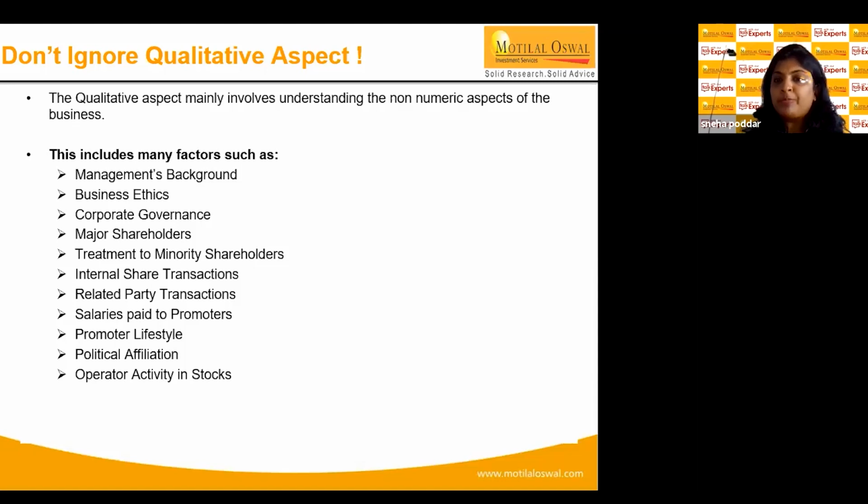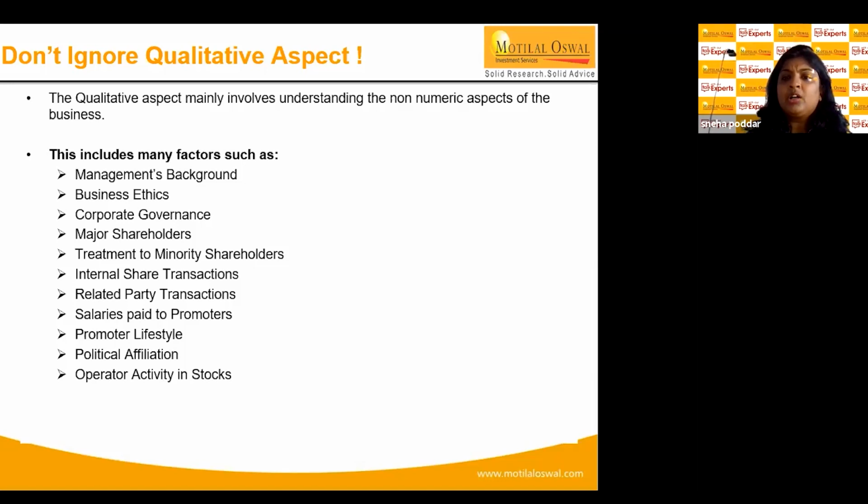So overall, corporate governance plays a very important role, and you should really pay attention to whether they have any kind of political affiliation, or whether there is any kind of operator activity in the stock or not.